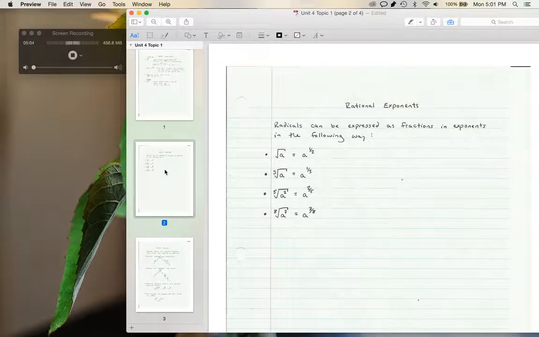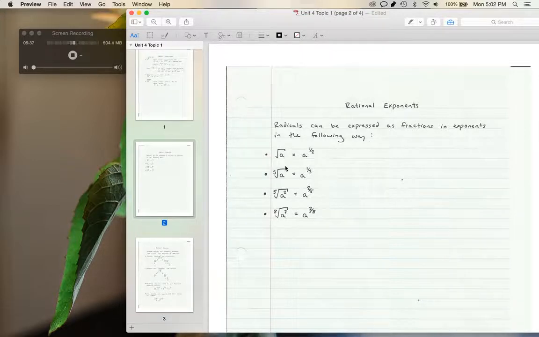Okay, there will be problems in your problem sets that require you to write a radical as a rational exponent and a rational exponent as a radical. So in this first one here, the square root of a, I'm just using a because we could put any number in here and the format would still be the same. The square root of a is equal to a to the power of 1/2, okay? So we have an exponent that is a fraction, and this 1/2 means take the square root.